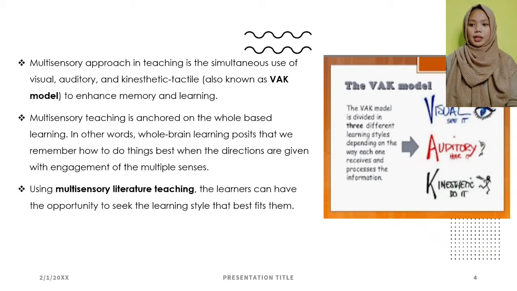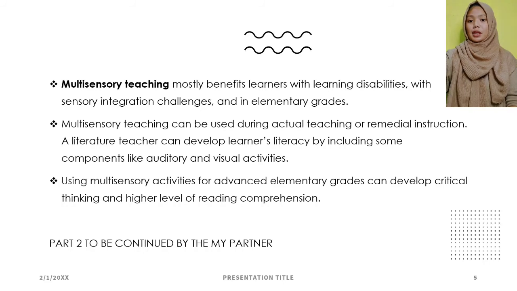In other words, whole brain learning posits that we remember how to do things best when the directions are given with engagement of the multiple senses. The learners can have the opportunity to seek the learning style that best fits them by using multisensory literature teaching. Using multisensory teaching can benefit almost everyone.